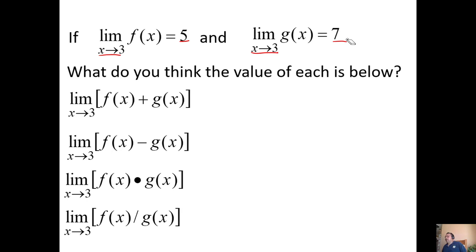Now, I'd like you to pause the video and answer the following 4 limits. What do you think the value of each is below? Just use the intuition of what this means and what you're being asked to figure out. What do you need to figure out these 4 limits?